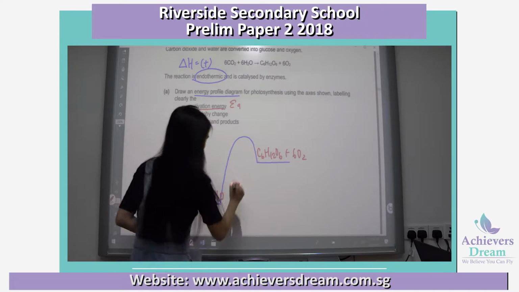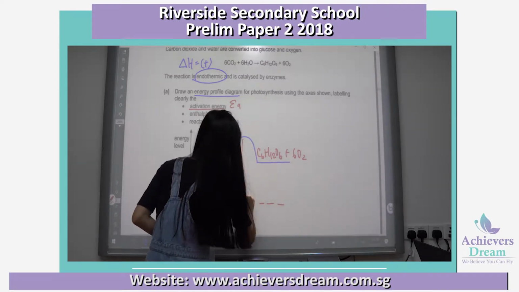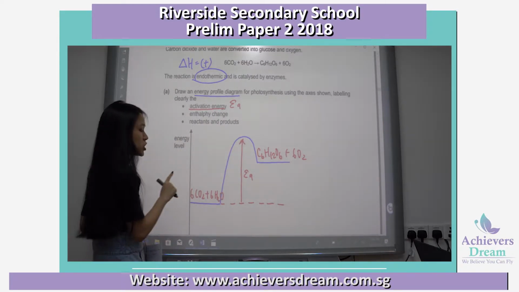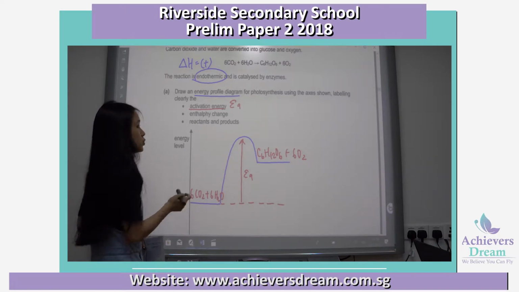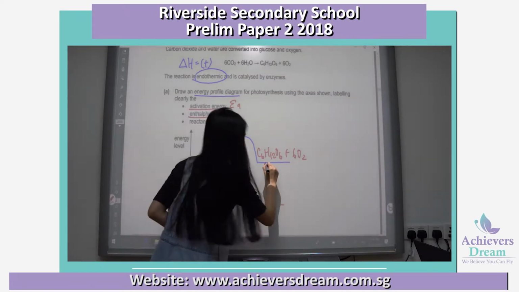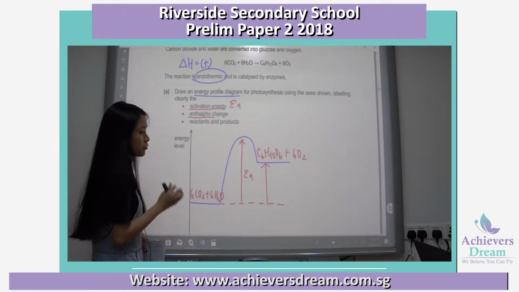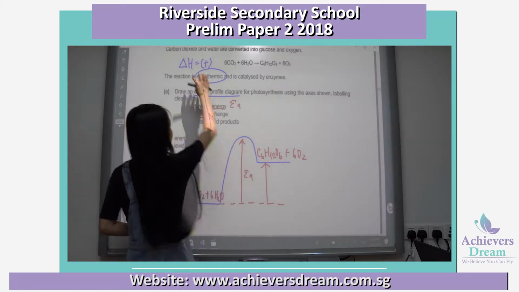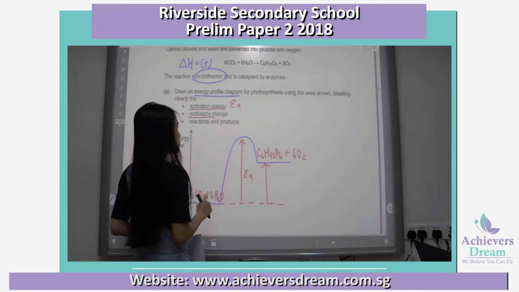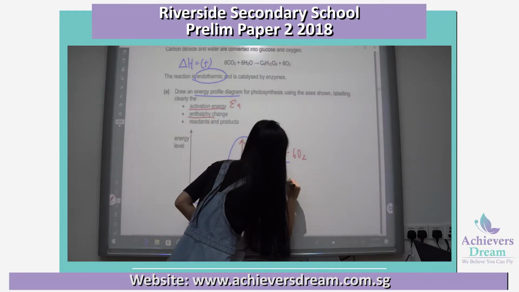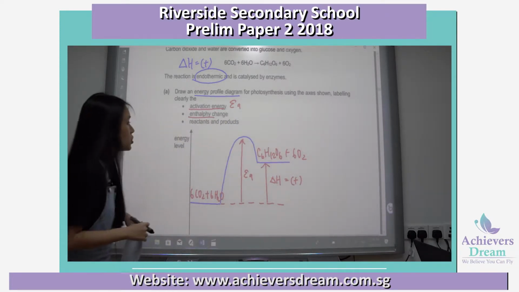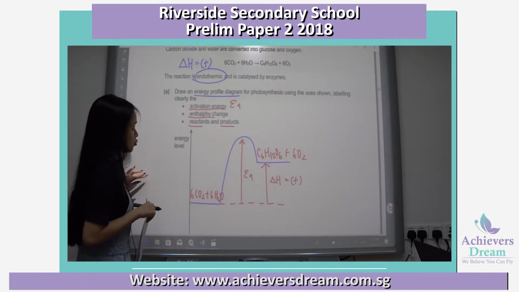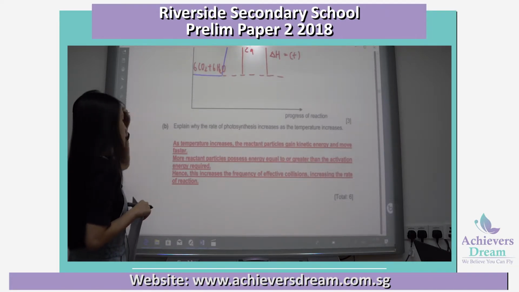So where is the activation energy? Take note, this will be your activation energy. Take note that the arrow is pointing upwards because activation energy is always a positive value. And the enthalpy change is just the difference in total energy content between your products and your reactants. Because enthalpy change is positive, the arrow has to be pointing upwards, and this will be our enthalpy change. We have already included the reactants and products, so this should be the energy profile diagram that you should have here.